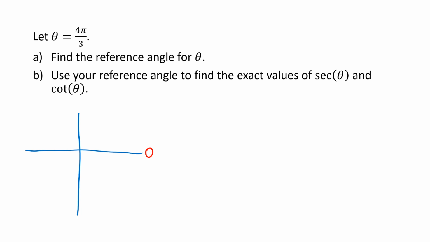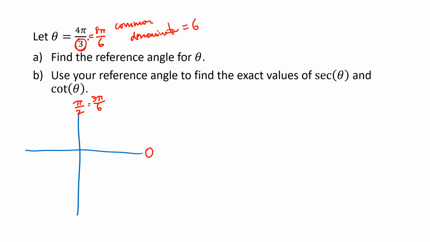Now, because I'm rotating in radians, I'm going to use radians as my guideposts on my axes. So 1/4 turn here is going to be pi over 2 radians. Now, my fraction has a 3 on the bottom, and pi over 2 has a 2 on the bottom. So my common denominator is going to be 6, 2 times 3. So I'm going to rewrite 4 pi over 3 as 8 pi over 6, multiplying top and bottom by 2. And pi over 2, I'm going to write that as 3 pi over 6, multiplying top and bottom by 3.